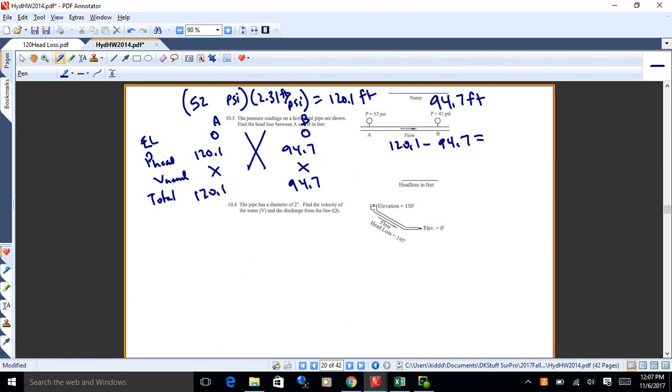And that is 25.4. Can't you just do 52 psi minus 41 psi? Yeah. A quicker way to do it is just to take 52 minus 41. So you get an 11 psi drop, and then convert that to feet, and that'll get you 25.4. That's a quick way to do it, but you have to recognize that the pipe's flat, there's no elevation change, and that you're ignoring velocity head. Okay.